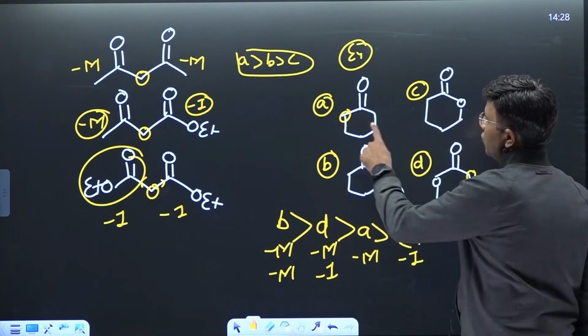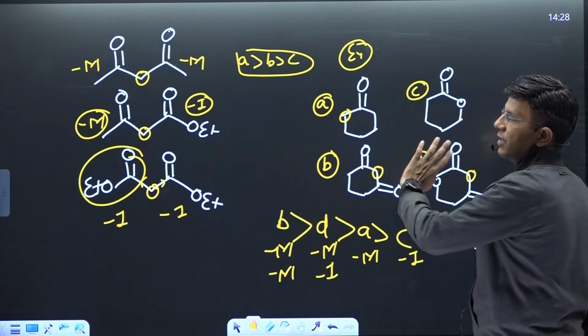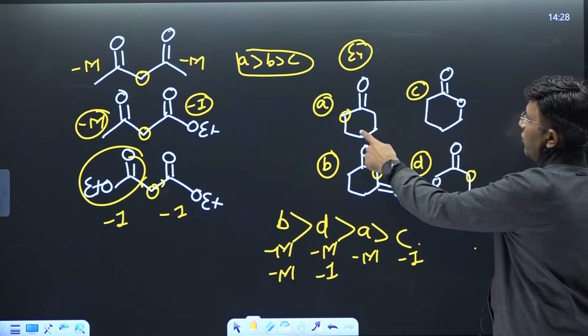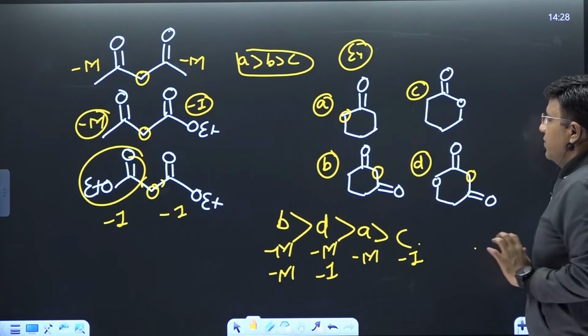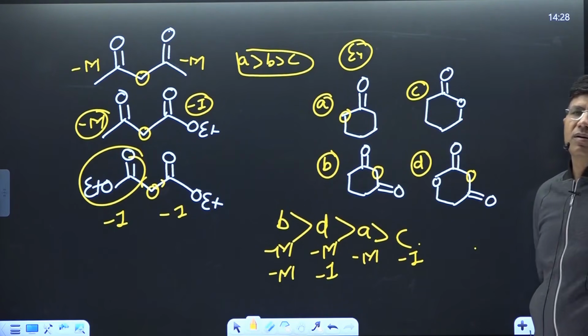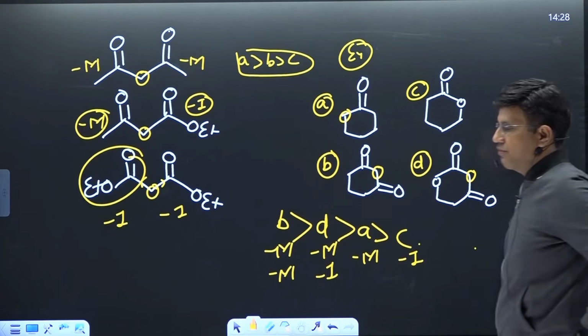That means if it's a monoketo and a monoester, then the ketone is more acidic, right? And if it's a ketoester and a monoketo, then the ketoester is stronger. Overall, the ones with two withdrawing groups will be stronger. The ones with one withdrawing group will be weaker. Withdrawing means minus M, minus M. Did you understand? Did you note it down?